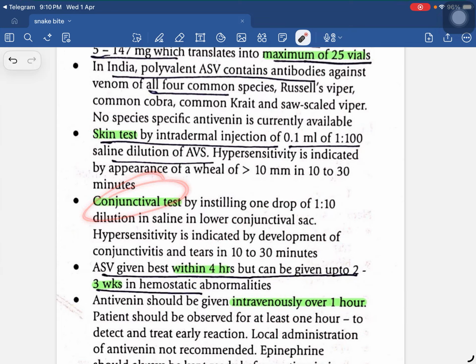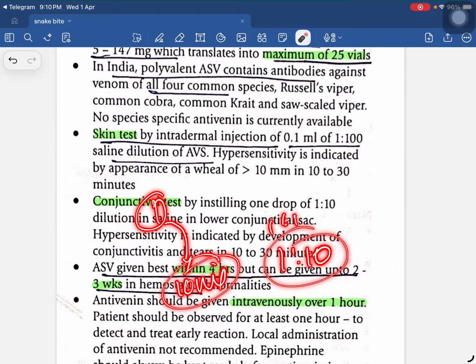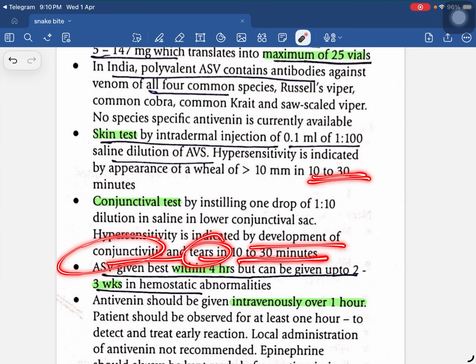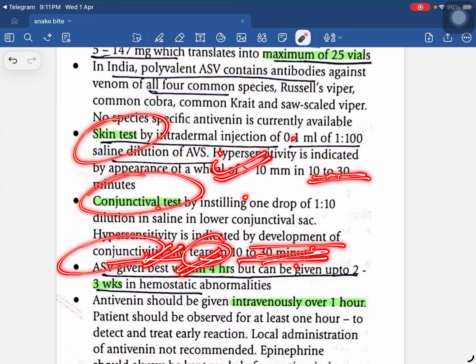Coming to the conjunctival test, by instilling 1 drop of 1:10 saline. Now, one part in 10 ml of saline, that is 1:10. Earlier in the skin we used to give 1:100. Here it is 1:10 normal saline, in the lower conjunctival sac. Hypersensitivity is indicated by development of conjunctivitis and tears in 10 to 30 minutes. Both the skin test and the conjunctival test take 10 to 30 minutes. But here in the conjunctiva, conjunctivitis can occur and tears will come, while in the skin a wheal will form. In the skin test we use 1:100 dilution, here 1:10.